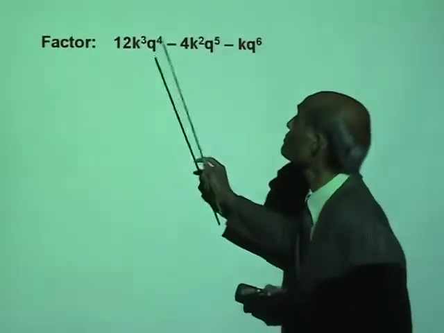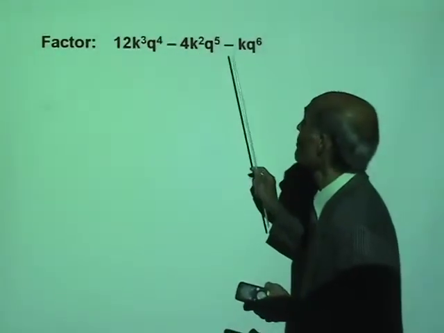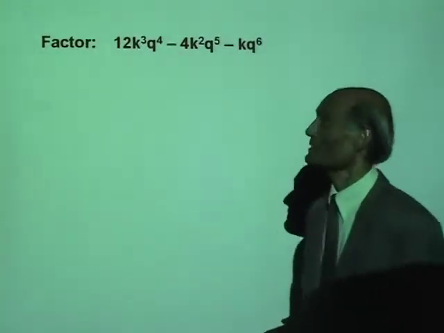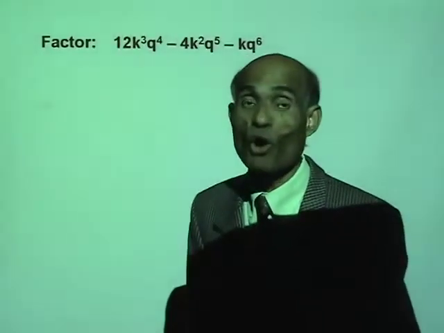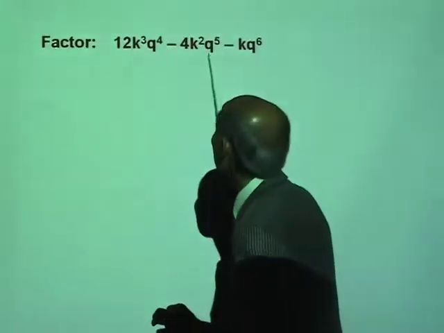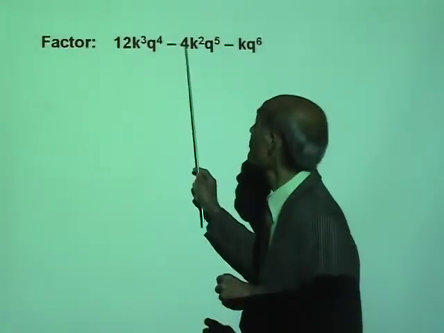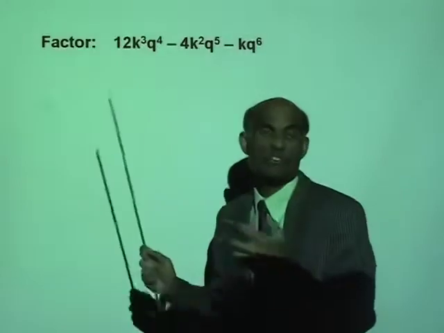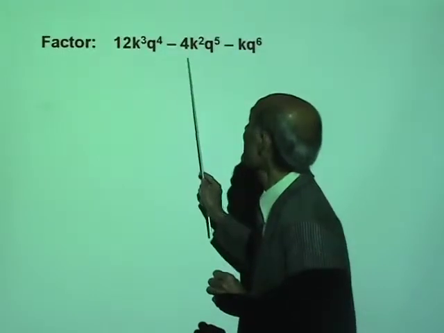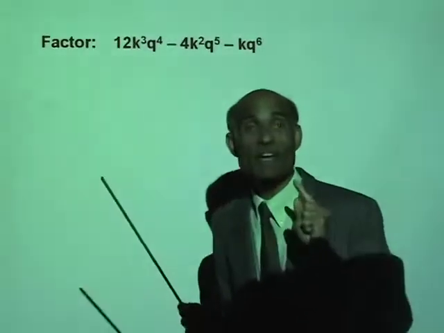12k cubed q to the power of 4 minus 4k squared q to the power of 5 minus k q to the power of 6. Look for common factors first. Can you identify a common factor in these three terms? Look at the numbers first. 12, 4, the number here is 1. So there is no common factor among the numbers. k cubed, k squared, k. Yes, there is a common factor there, that is k.